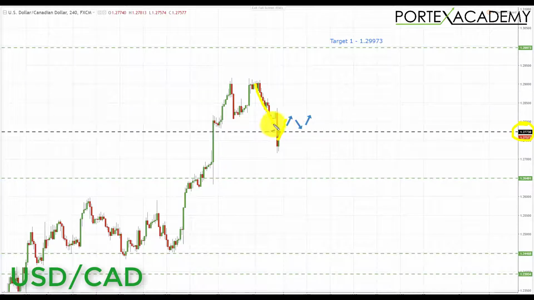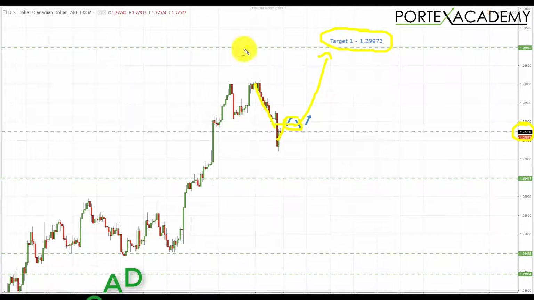If we get a break back above this key area of support at the 1.27730 and we start trading above this area, we're going to be looking for bullish formations and patterns to form. And we're going to be looking at taking those patterns long up towards the target and the next key area of resistance to the upside at the 1.29973.